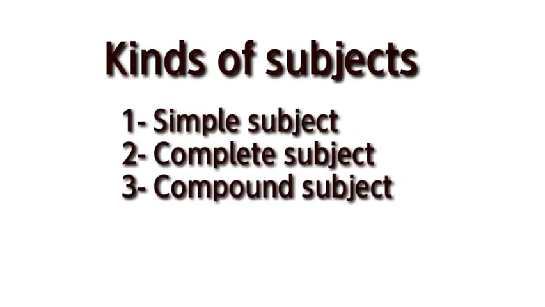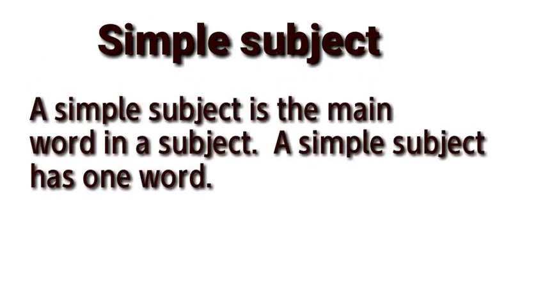Kinds of subject. There are three kinds of subject. The first one is simple subject. A simple subject is the main word in the subject. A simple subject is one word.